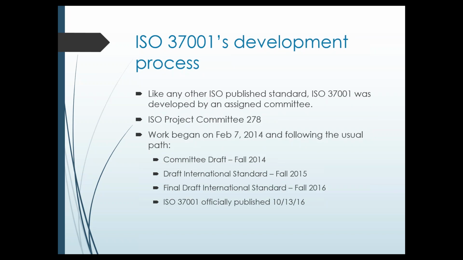Now, the 37001 development process, like every other ISO published standard, was assigned to a committee, Project Committee 278 to be exact. Their work began in February 2014, and it followed the usual path for the development of an ISO standard, beginning with a committee draft in the fall of 2014, and then finally the official standard was published on October 13th, 2016.